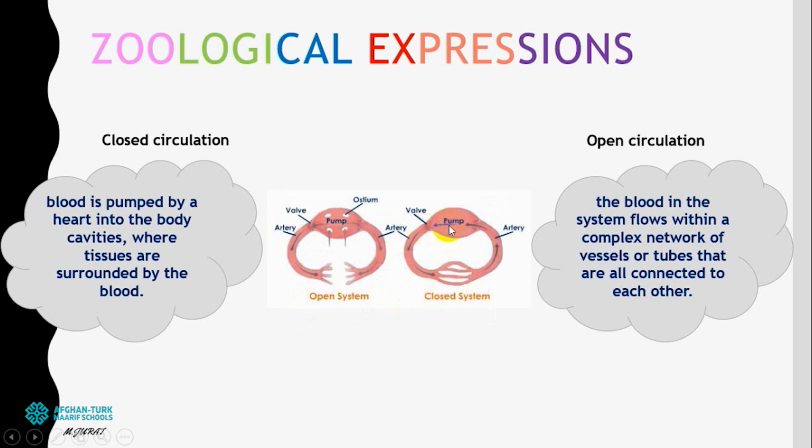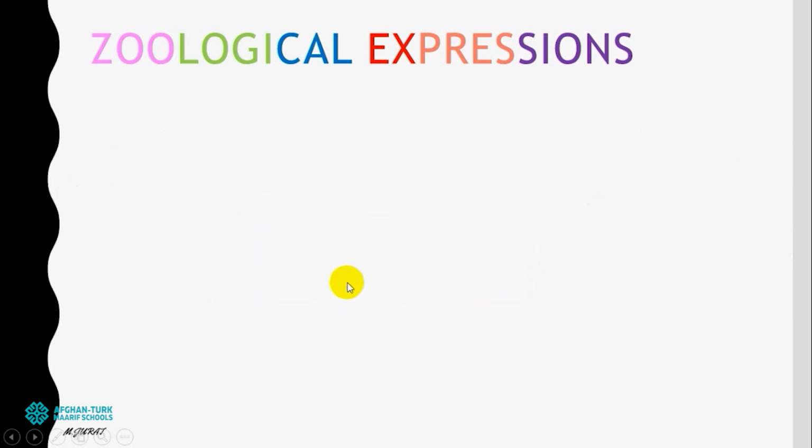In closed, the heart is connected with the vessels. Blood is not coming out. The heart pumps blood to the arteries, and from the veins it's coming back to the heart. But in open circulatory, the heart is pumping blood to the body cavity, and the body cavity is collecting that blood back to the heart again.